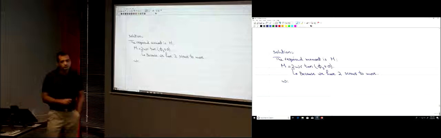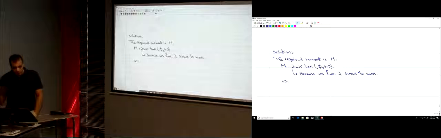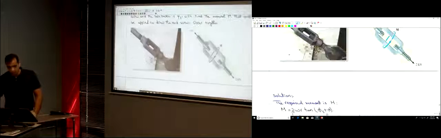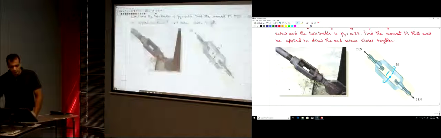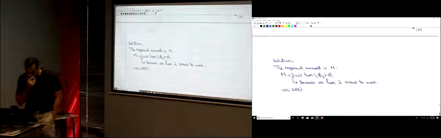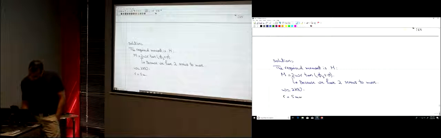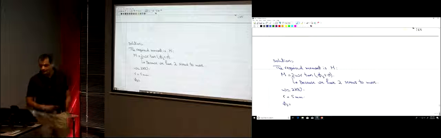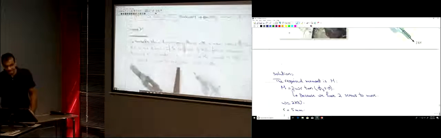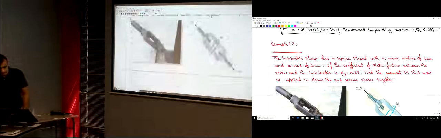Now, how much is W? We just want to find those parameters in the equation. We want to find M. Do we know how much is W? 2 kilonewtons. So W is 2 kilonewtons. How much is R? It was given as 5 millimeters. We need phi s. How much is phi s? Do we have phi s? Inverse tangent of, yeah, tan inverse 0.25.